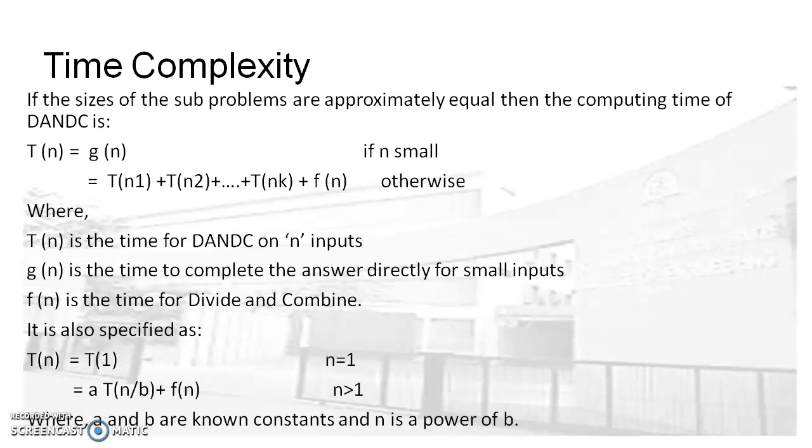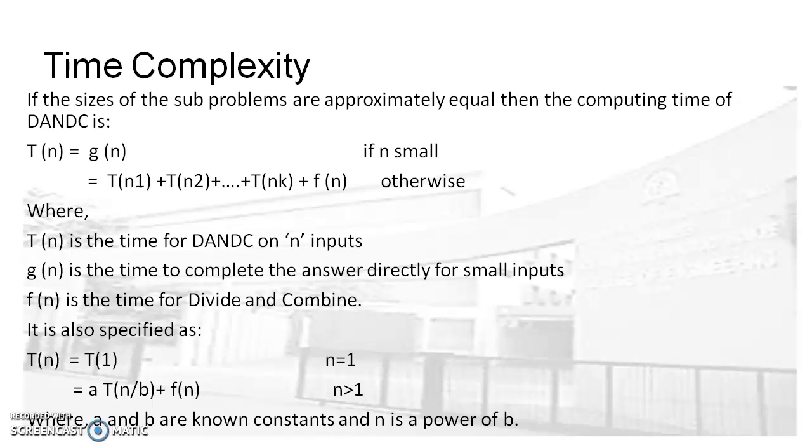The time complexity of the divide and conquer strategy can be expressed using a recurrence relation. If the sizes of the subproblems are approximately equal, then the computing time is computed as T(n) = g(n) if n is small enough. Otherwise, it is a combination of the time complexities of all the subproblems, T(n1), T(n2) up to T(nk), plus the time required to perform the divide and combine operations, represented as f(n).